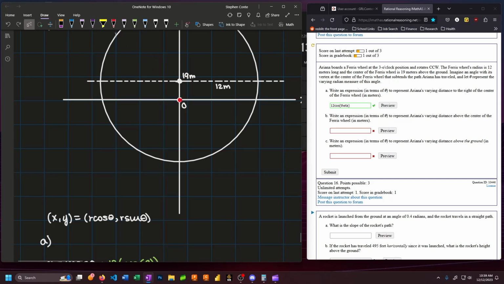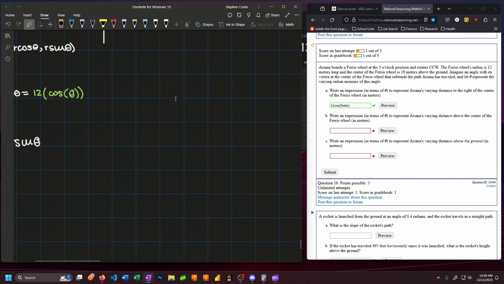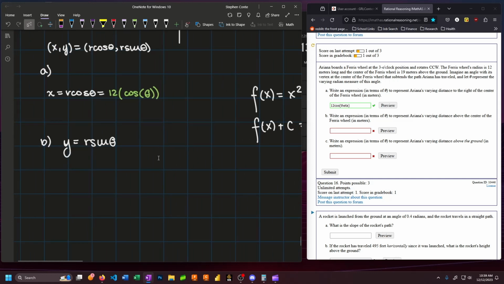Let me do it in red. We instead shift up 19 meters. So, typically when you are representing a vertical shift for a function, let's say I have some function x squared. I want to shift that function up by some constant c. Well, then I would take that function and I would say x squared plus c, plus some constant. So we're really looking at y is equal to r sine of theta plus 19.